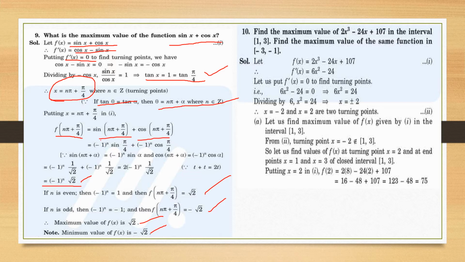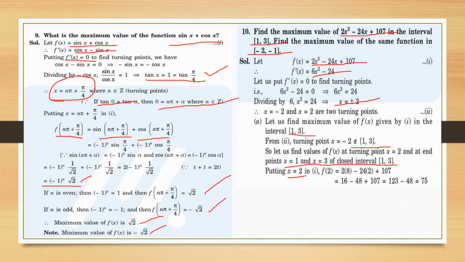Number 10 is to find the maximum value of the function in the interval 1, 3. This is in 2 parts, and then you have to check in the other interval. So start with the function, the derivative, and the critical point, x is equal to plus minus 2. Now to check the maximum in this interval, I have to evaluate my function at 1, 2 and 3, as the point minus 2 does not belong to my interval 1, 3.